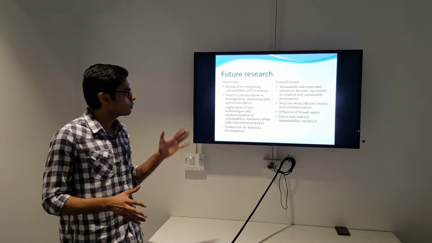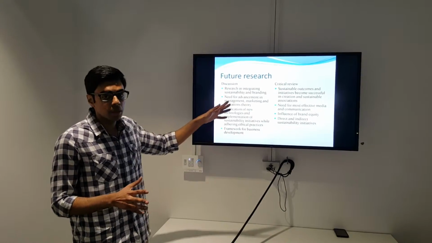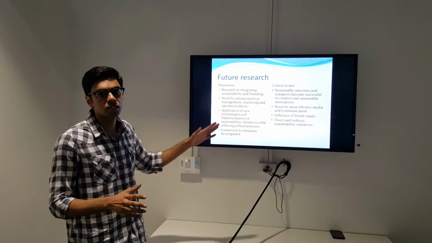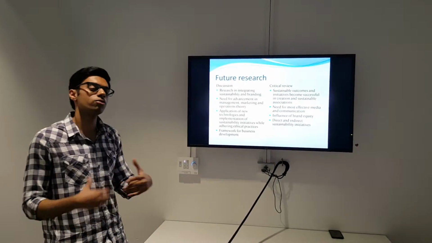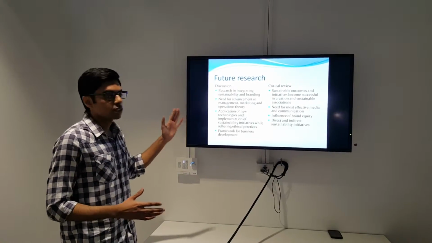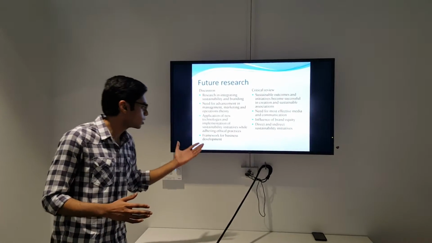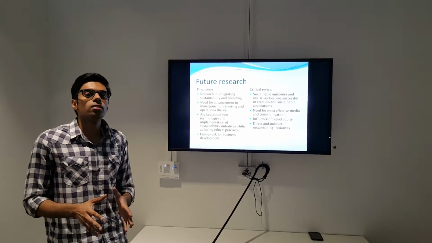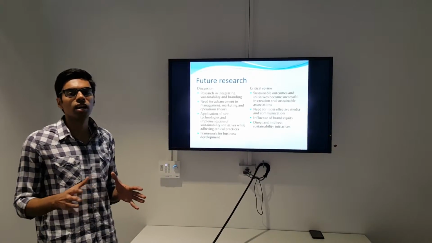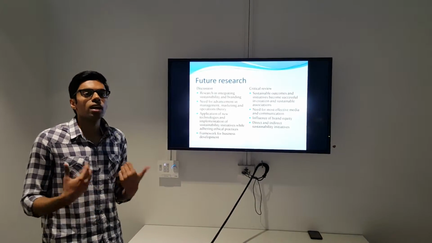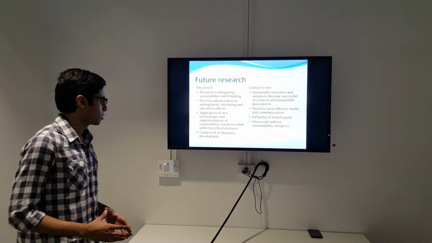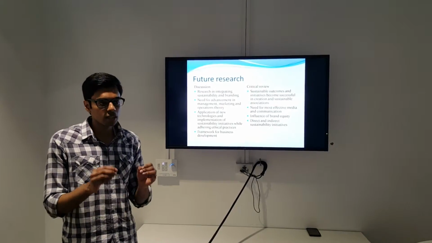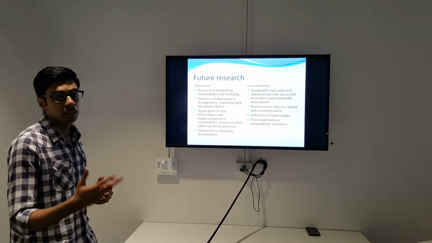What we need to do is that we have adopted sustainability and branding in the future research, but we need advancement in this area, management, marketing and operation theory. We should combine this in the future research for sustainability. Application of new technologies, implementation of sustainable initiative by adhering to ethical practices. Whenever new research is conducted, it should be under the ethical terms of society, so that society can benefit from that research. Framework for business development. So the research should provide a framework for sustainable business development in the area.